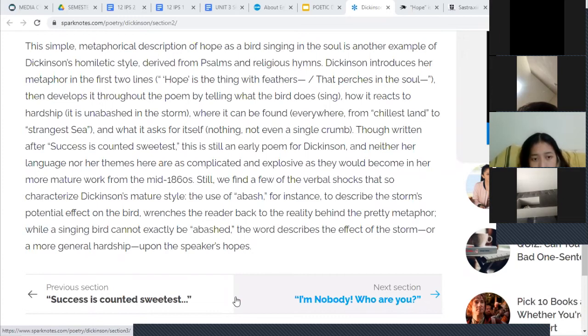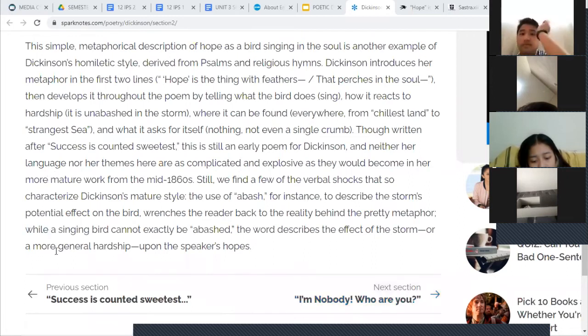Though written after Success Is Counted Sweetest, this is still an early poem for Dickinson, and neither her language nor her themes here are as complicated and explosive as they would become in her more mature work from the mid 1860s. Still, we find a few of the verbal shocks that so characterize Dickinson's mature style. The use of abash, for instance, to describe the storm's potential effect on the bird, wrenches the reader back to the reality behind the pretty metaphor. While a singing bird cannot exactly be abashed, the word describes the effect of the storm or a more general hardship upon the speaker's hopes.